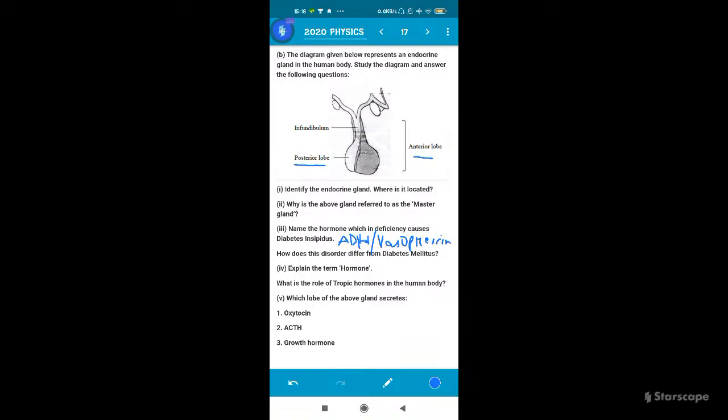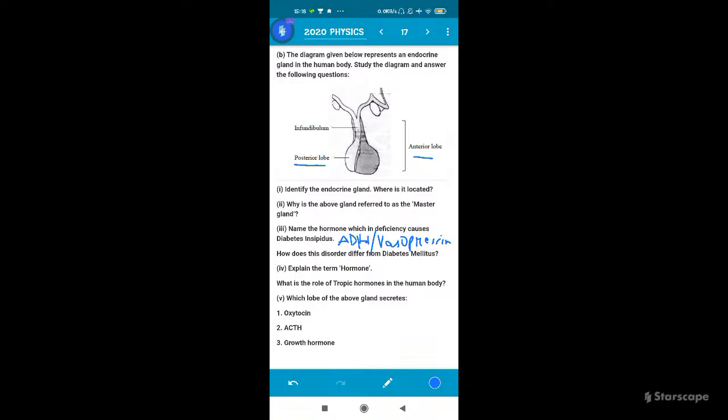Okay. How does this disorder differ from diabetes mellitus? You can write that diabetes mellitus is caused due to the deficiency of insulin, and diabetes insipidus is caused due to the deficiency of ADH. Also, in diabetes mellitus, what happens? The person who has this disorder will have urine loaded with sugar because sugar is not being utilized in the body. But in case of diabetes insipidus, the urine will contain no amount of sugar.